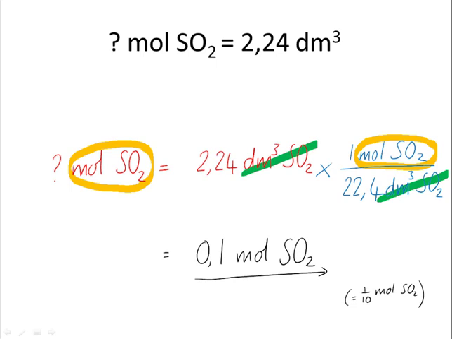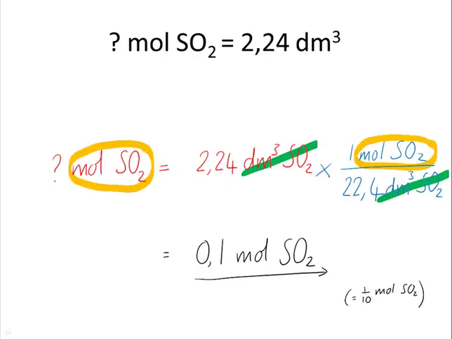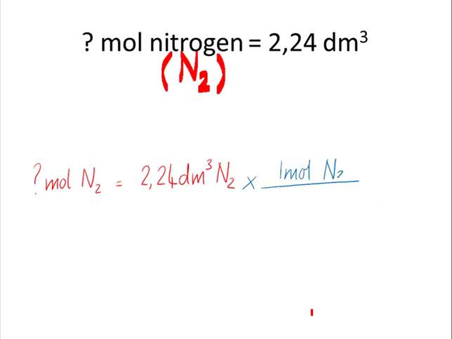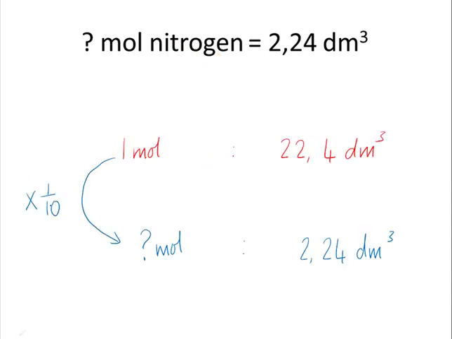Now, can you see that it's the same question as just now, really? Because it doesn't matter which gas we're speaking about. The ratio of moles to decimeters cubed at STP is the same for all gases. And so we can immediately see the answer must be the same as our answer for the previous question, because 1 mole of N2 has a volume of 22,4 decimeters cubed. So the question is 2,24 divided by 22,4 gives us a tenth. We have a tenth of a mole because we have a tenth of the decimeters cubed.